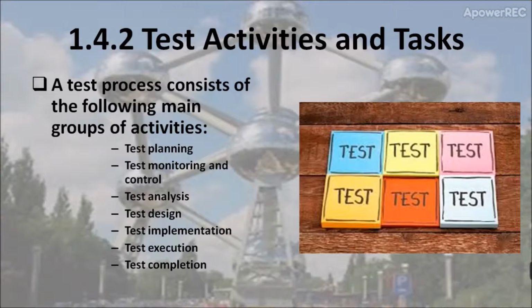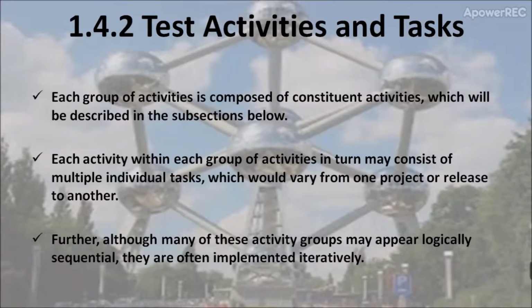So, what are the activities that are included inside the test process? We have 7 major activities: test planning, test monitoring and control, test analysis, test design, test implementation, test execution, test completion. Each group of activity is composed of different activities that we will describe now.